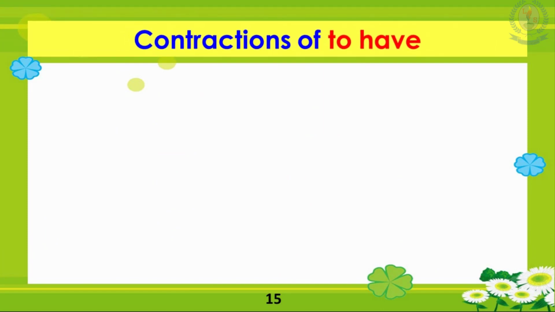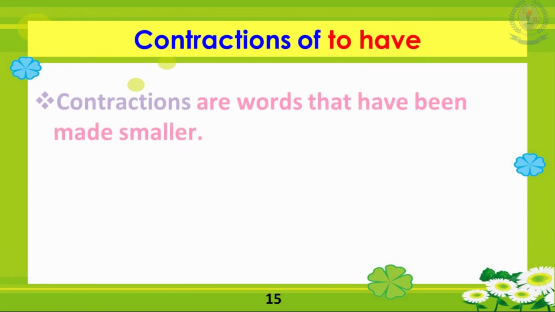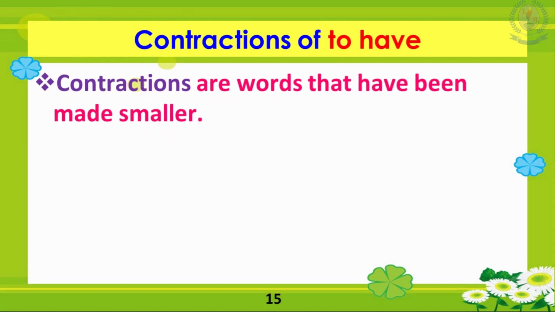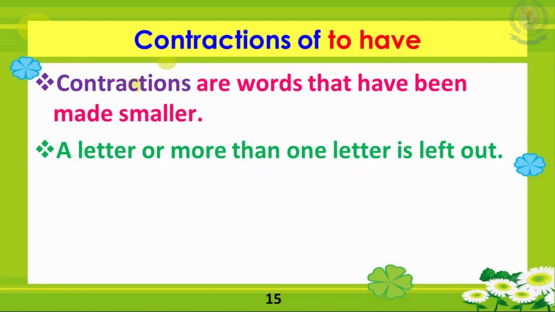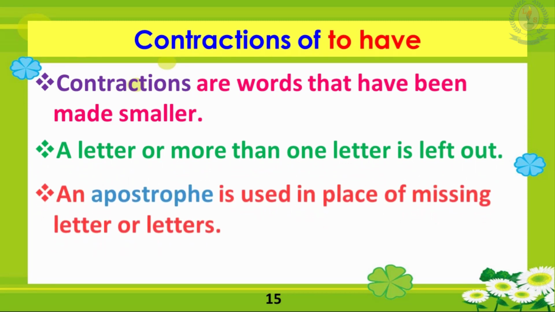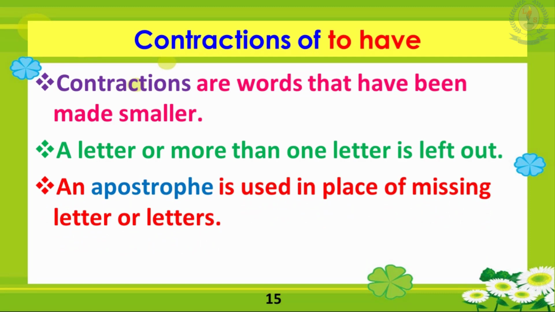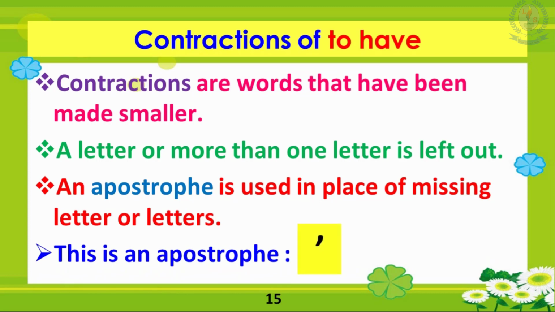Contractions of to have. Contractions are words that have been made smaller. A letter or more than one letter is left out. An apostrophe is used in place of the missing letter or letters. This is an apostrophe.